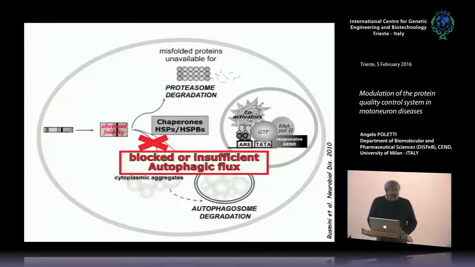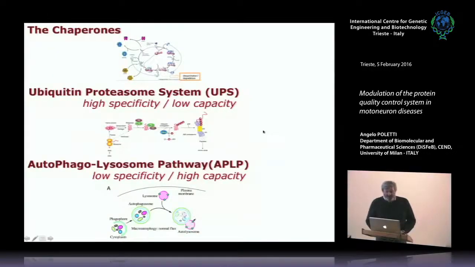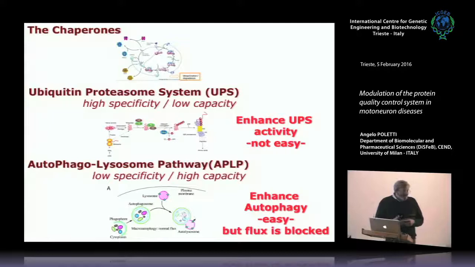So having said that, what can we do with this situation? How can neurons, or how can we, improve the clearance of misfolded proteins inside the cells, possibly without affecting the normal protein, just targeting the misfolded protein, in a condition in which the autophagy flux is blocked, as I try to convince you now? So we have this situation: autophagy, proteasome, and the chaperones. We cannot actually find compounds that are really able to induce proteasome activity. There are some, but they are not really efficient. So we cannot work on the proteasome.